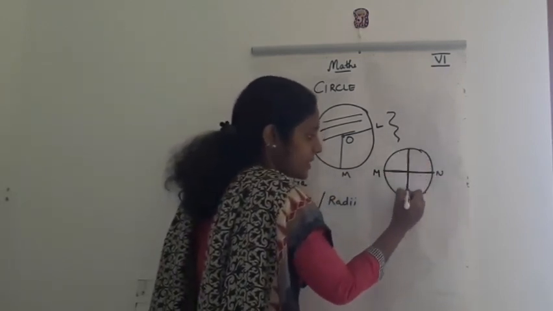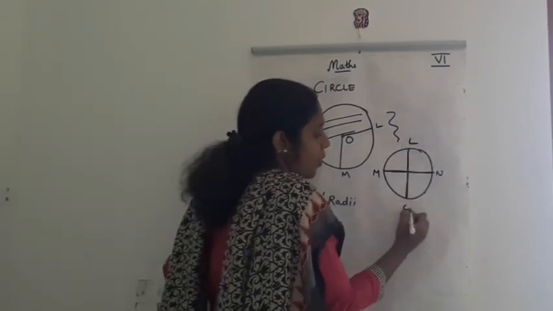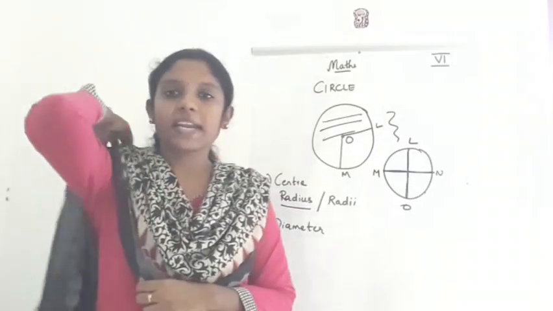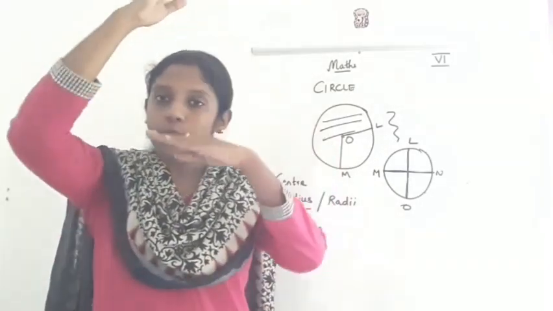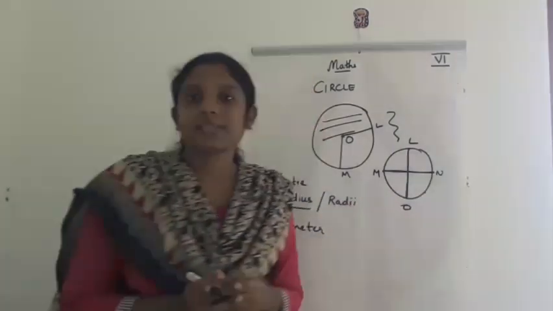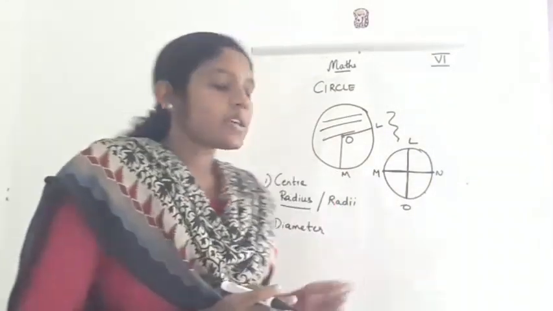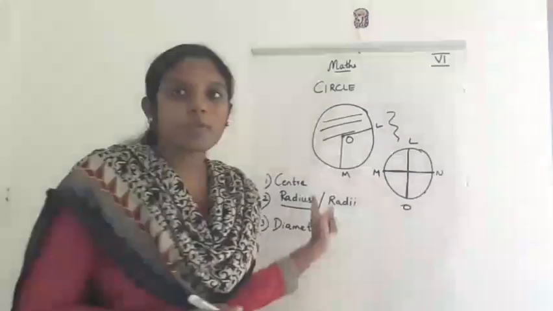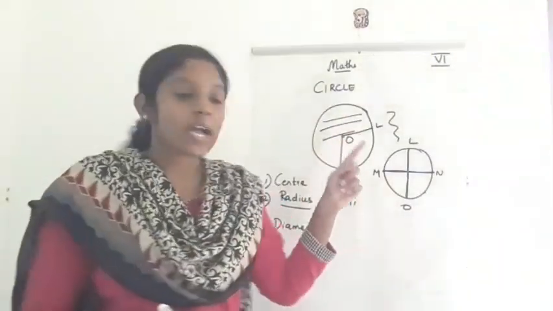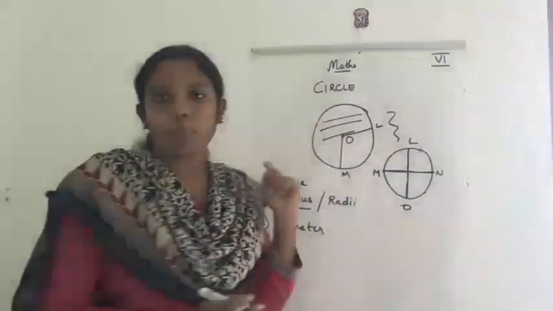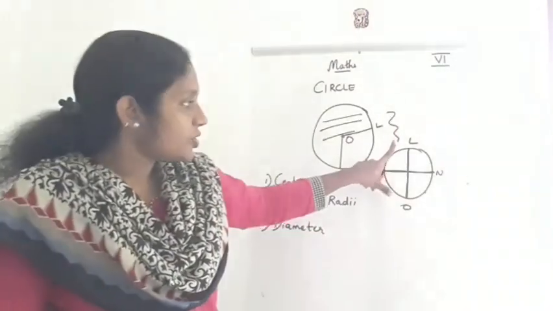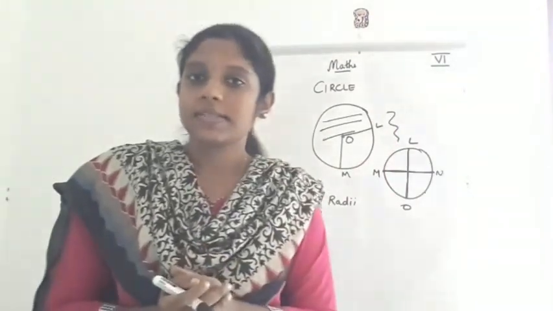You can draw another diameter like this, LO. LO is also a diameter. Diameter always connects two points of the circle, and it should always pass through the center. Okay. So now we have learned radius and diameter. What is radius? It is a line segment which connects the center of the circle to one point on the circle. Diameter should pass through the center and connect two points on the circle.